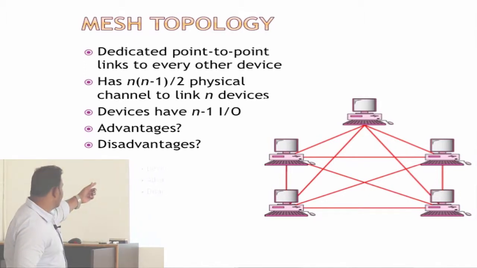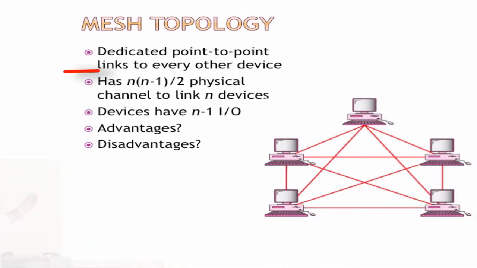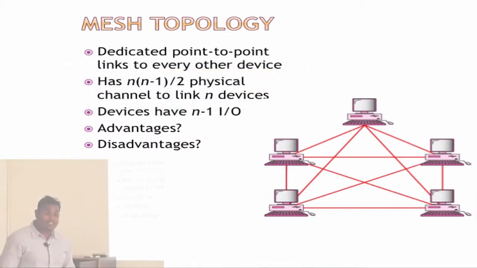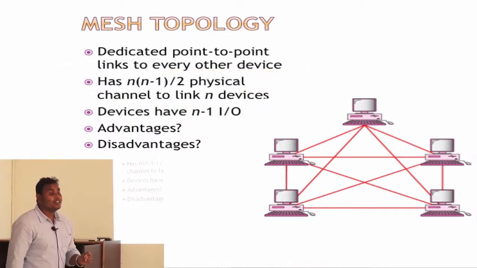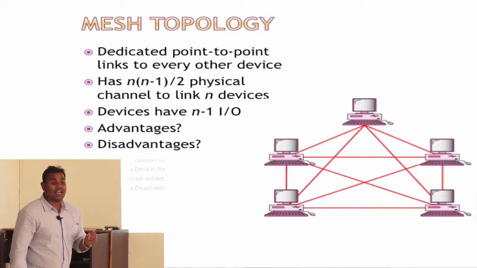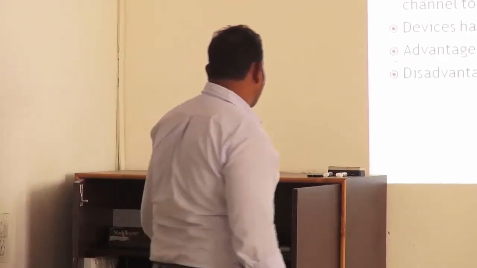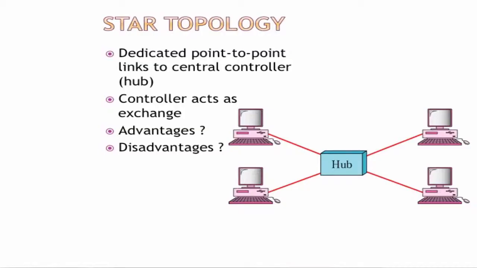So here it is written, you can say it has n into n minus 1 by 2 physical channels for n devices. This is the demerit of a mesh topology. What? The number of links required to connect the computers or nodes is very high. Clear? That's why we will go for another topology known as star topology.